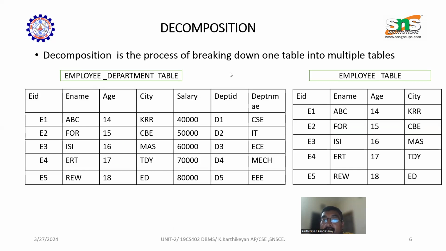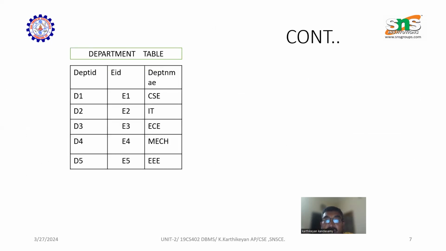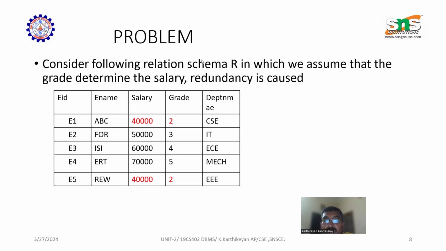Decomposition is the process of breaking one table into multiple tables. For example, one table is split into an employee table and a department table. This is the decomposition process in the database management system. This is another one, decomposition of the department table. This is a problem statement.